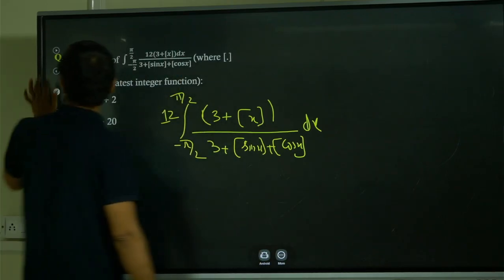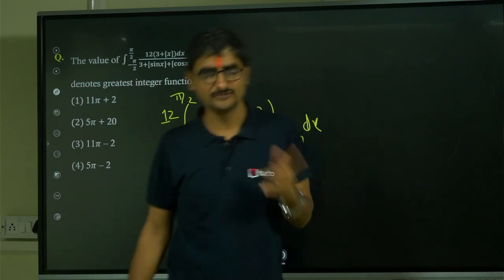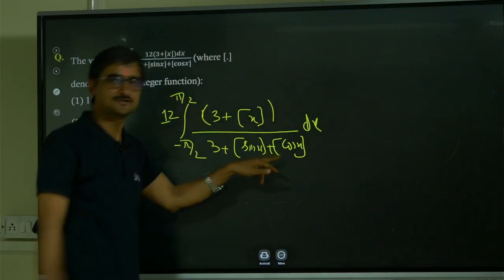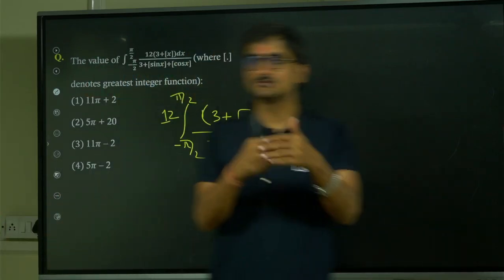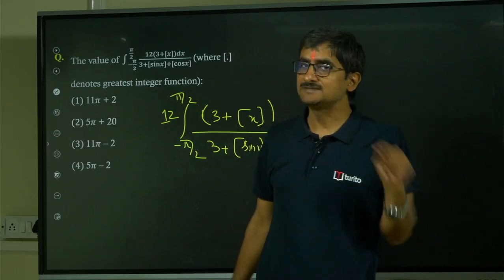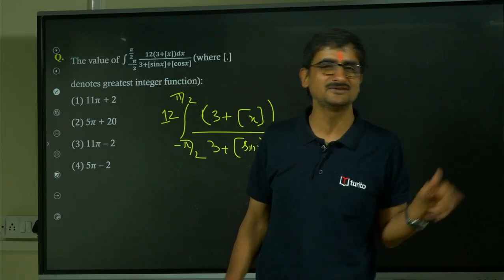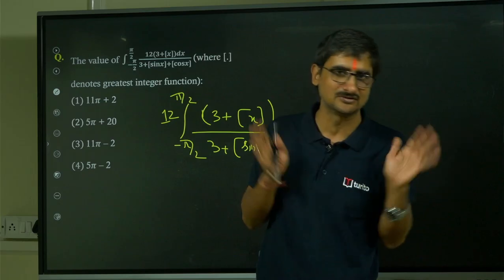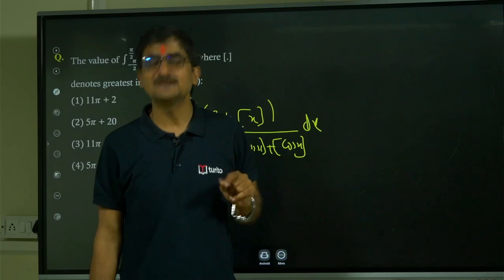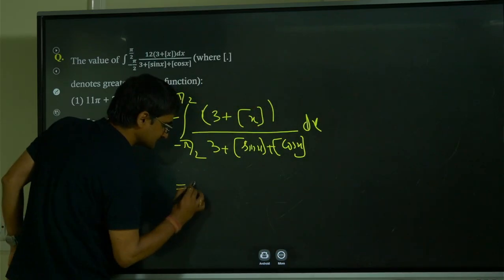See, minus pi by 2 to 0 is the fourth quadrant. 0 to pi by 2 is the first quadrant. In the first quadrant both are positive, which means sin and cos both lie between 0 and 1, so their box will be 0. From minus pi by 2 to 0, sine is negative, cos is positive. Cos is positive, it has to be between 0 and 1, so the box is going to be 0. But sine is negative, and the range of sine on the negative side is minus 1 to 0, so the box is minus 1. So I will break it into 2.